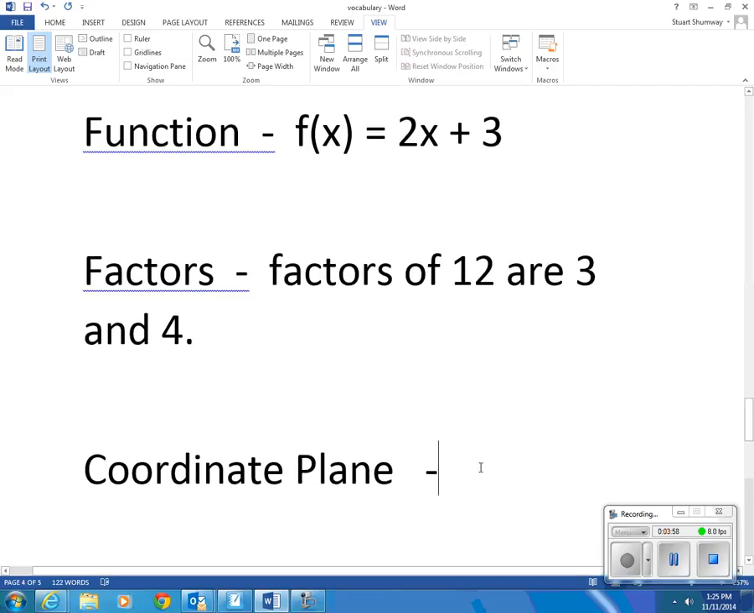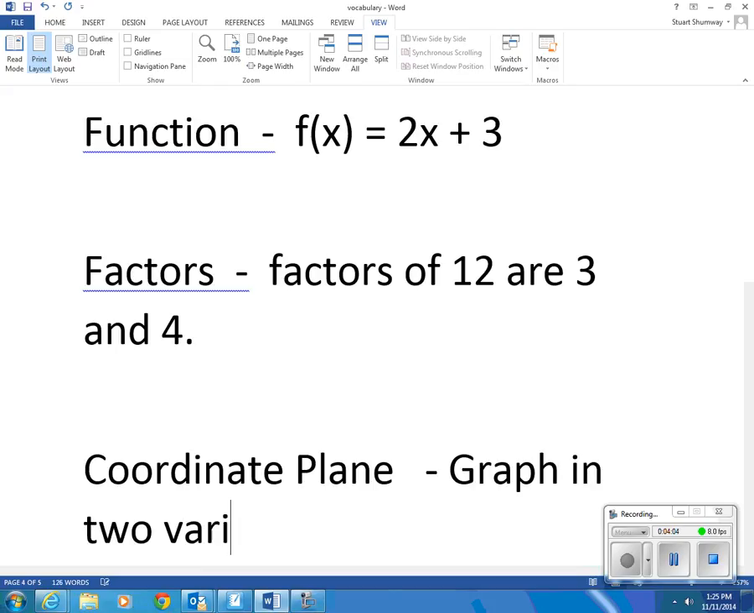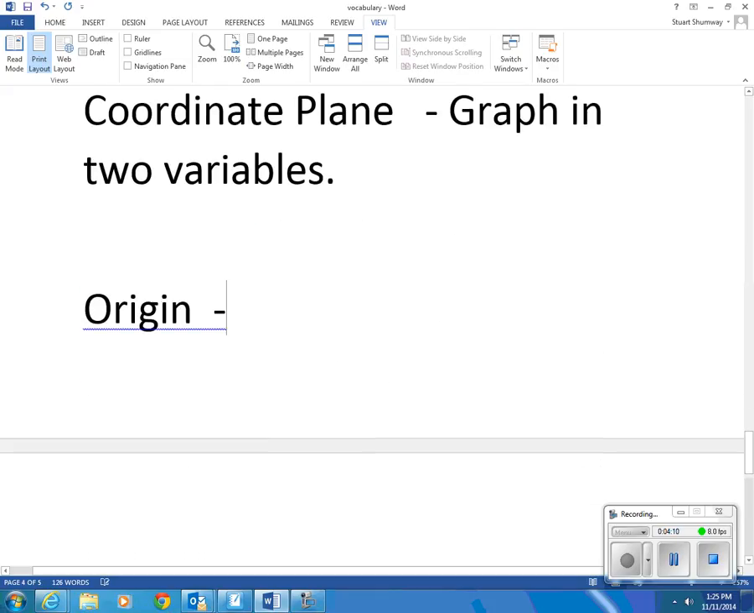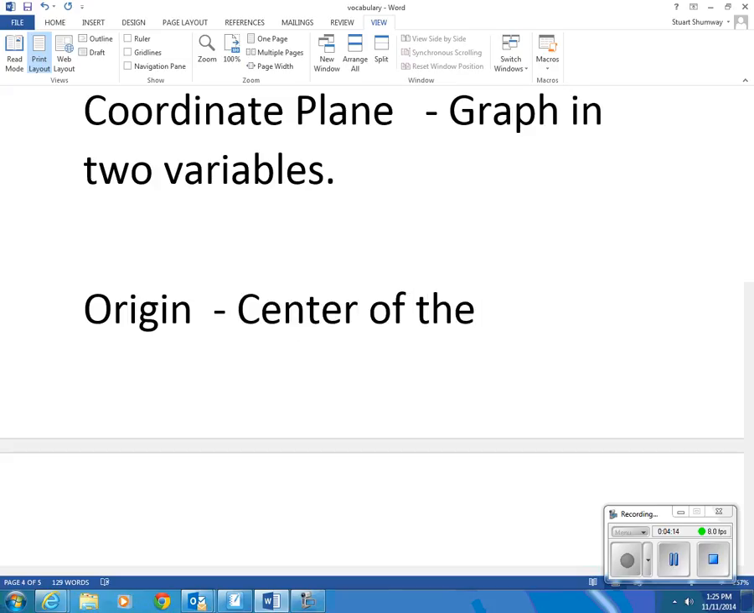So a coordinate plane graph, that helps us graph in 2 variables, like x and y, or inches and weeks. The origin is the center of the graph, like 0, 0, center of a coordinate system.